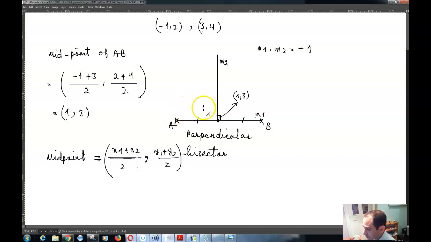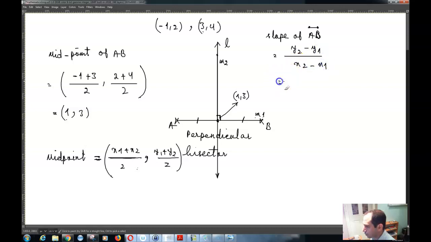And of course you can calculate the slope of this line segment, the slope of AB, and I can call this, for example, line L. The slope of AB, which is a line segment, is equal to y2 minus y1 over x2 minus x1, which is 4 minus 2 over 3 plus 1, which is equal to 2 over 4, which is equal to 1 over 2. So that means that m1 is equal to 1 over 2.